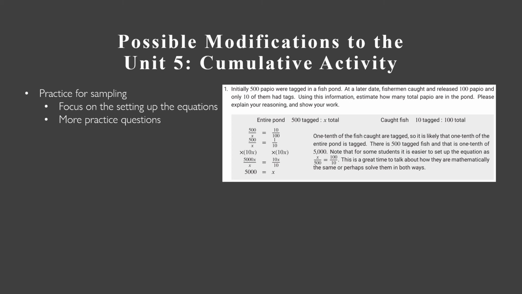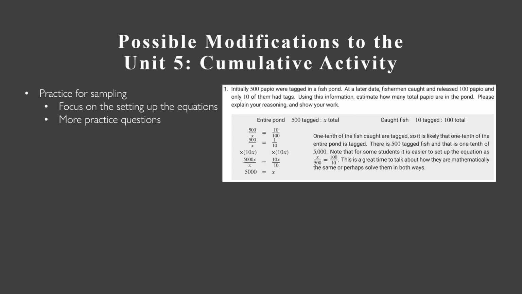So we think that it would be hugely beneficial to spend some extra time in this area and to compare the numerators and the denominators. If the numerators of the two ratios describe the same thing and the denominators also match, then the equations should be fine. So in our correct equation, 500 over x equals 10 over 100, the numerators both describe the tagged fish and the denominators both describe the total fish.